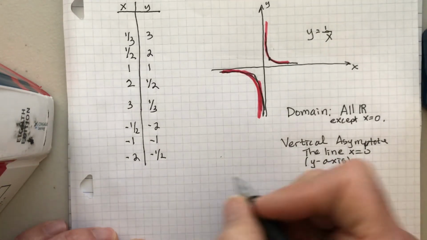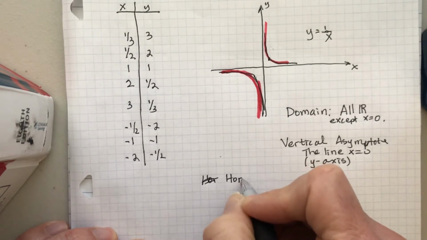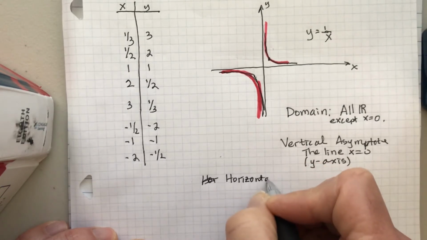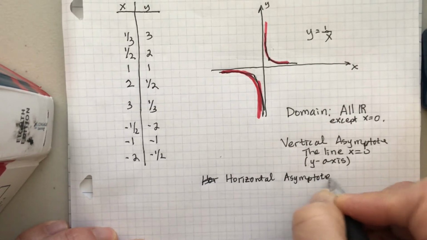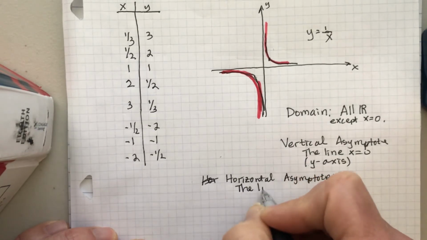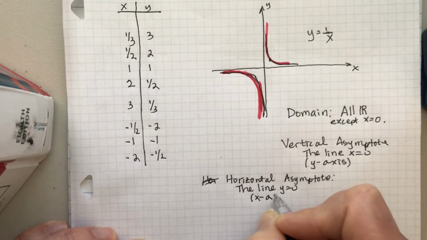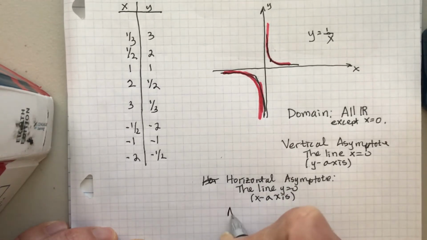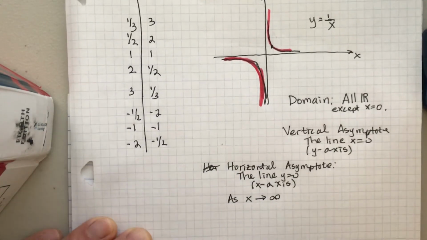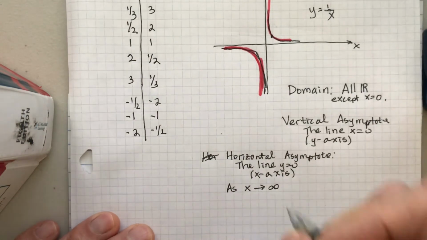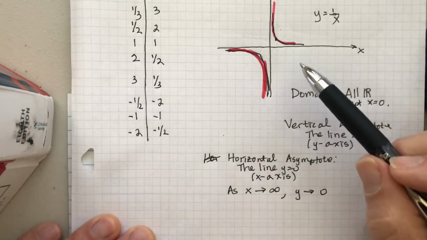We also have a horizontal asymptote. And that is the line y equals 0, which is the x-axis. As x approaches infinity, y does what? Well, it approaches 0. What do we mean by that?